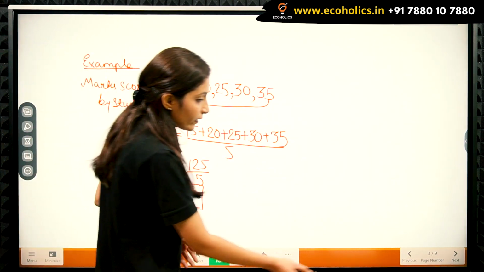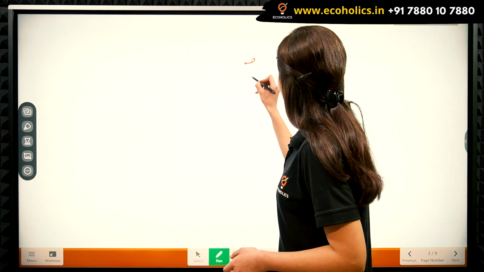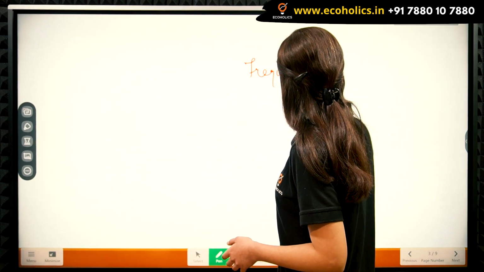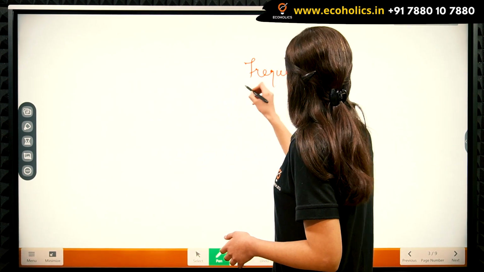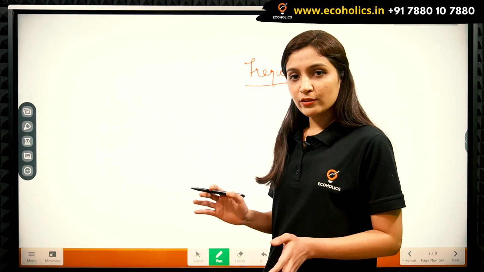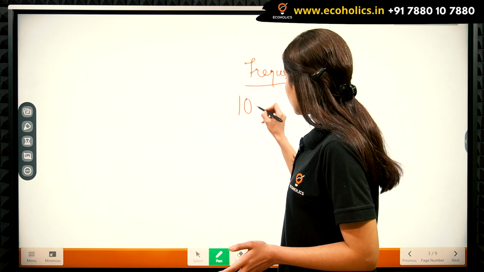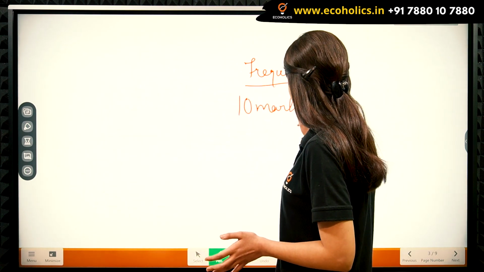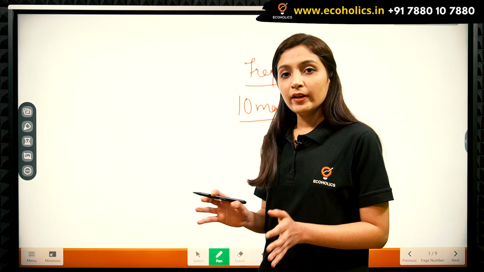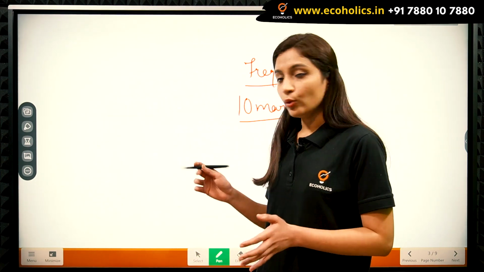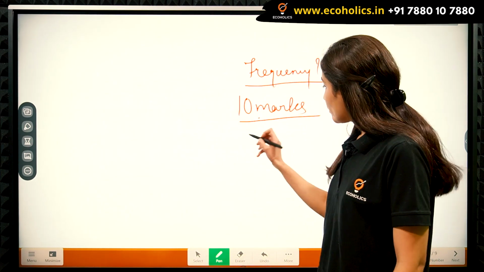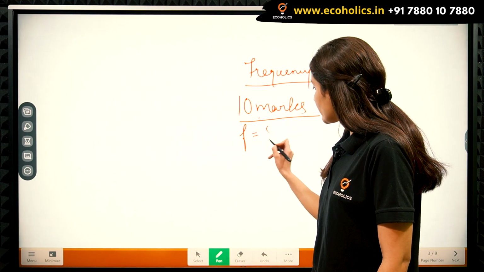Now before getting started, let's understand what is frequency. If we want to find out how many students scored 10 marks in a certain examination, and if we have 5 students who scored 10 marks in an examination, in this case our frequency becomes equal to 5.